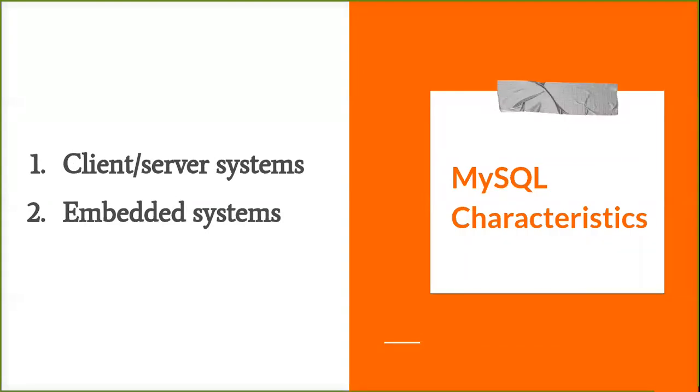Now, talking about characteristics, there are two major characteristics. MySQL Server works in, number one, client server systems and, second, embedded systems. So what is a client server system? A client server system is one that consists of a multi-threaded SQL server that supports different backends, several different client programs and libraries, administrative tools, and a wide range of application programming interfaces, or APIs. The other one is the embedded system. It provides MySQL Server as an embedded multi-threaded library that can be linked into an application to get smaller, faster, easier to manage standalone products.